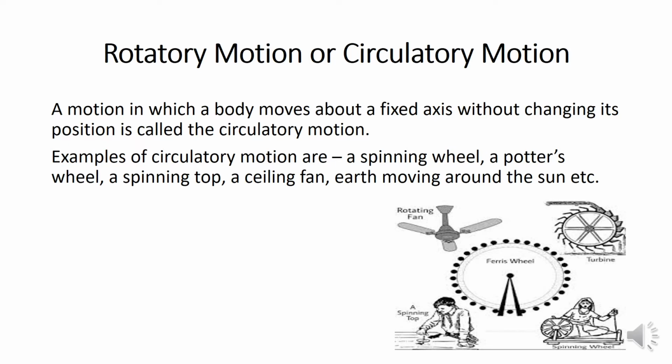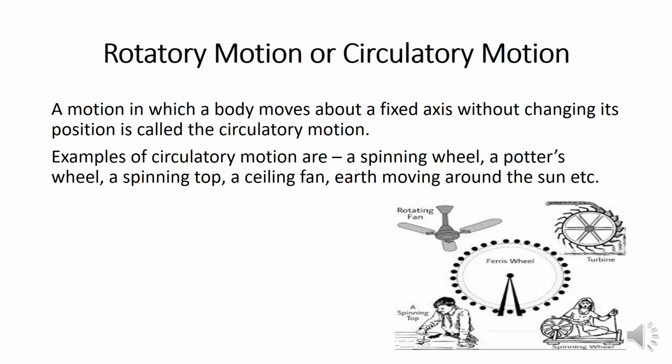Examples of circular motion, as you all know, are a spinning wheel, a potter's wheel, and even the Earth which is moving around the sun, etc. They are all examples of circulatory motion.